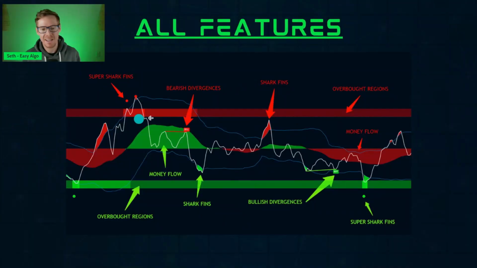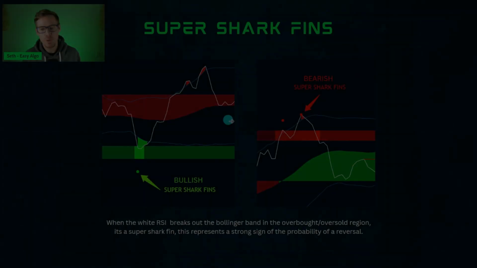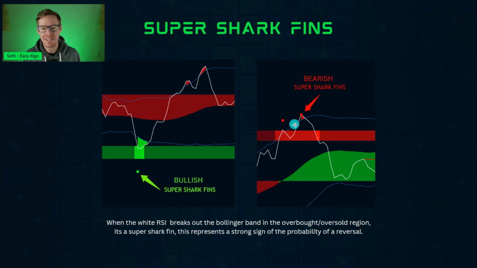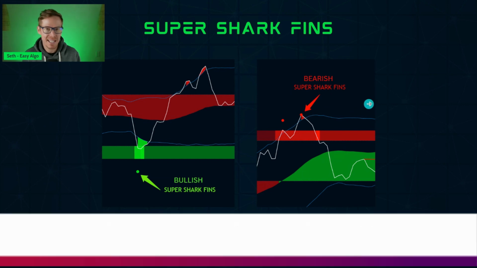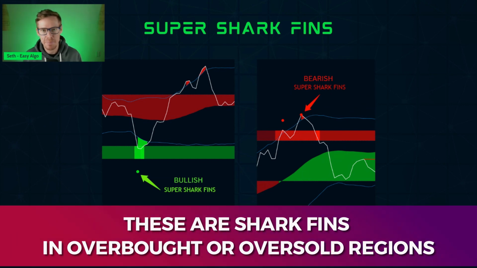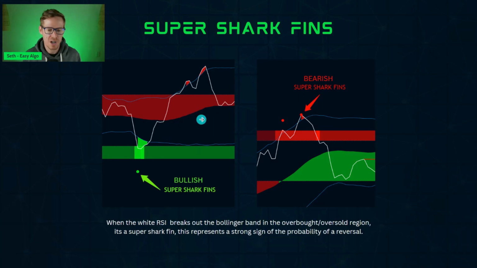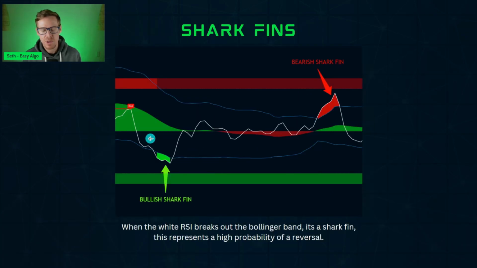We've also created these overbought and oversold bands, which light up when price is going into oversold or overbought regions, which is a fantastic indication. Super shark fins is when you get this white RSI and it breaks out of the volatility band. These show a high probability of reversal occurring, and it prints a red dot or a green dot on your chart. We also got standard shark fins, which just let us know when the RSI breaks out of the volatility band, and then it highlights green or red, letting you know this is an opportunity to start looking for a reversal.